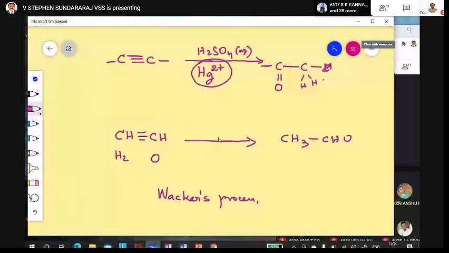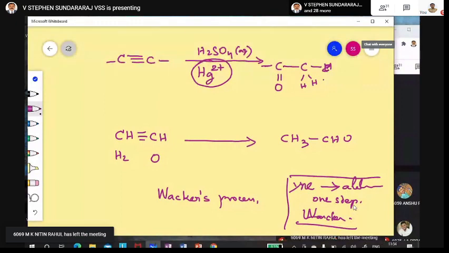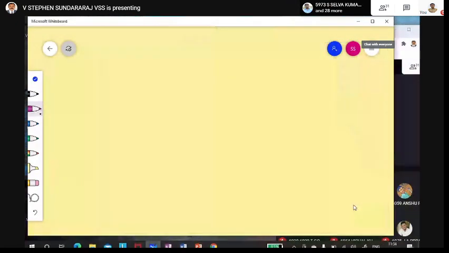So you should remember. Note down, anybody interested, write the special reagents and all. Otherwise, what conversion do you require? You write alkyne into aldehyde, one step. Then write down Wacker's process. After that, when you turn the pages of name reactions, it will be available. Okay, so these are the different preparations for aldehydes and ketones.